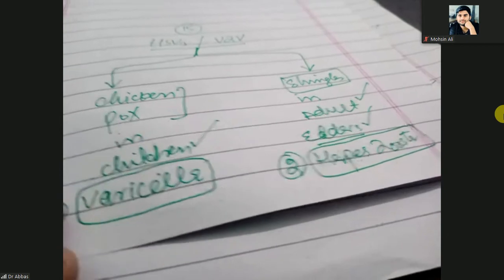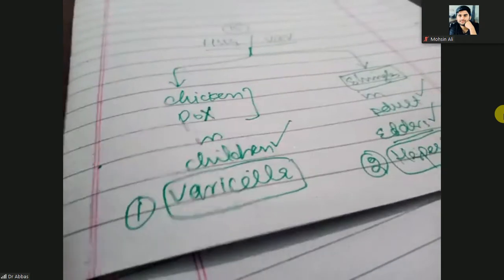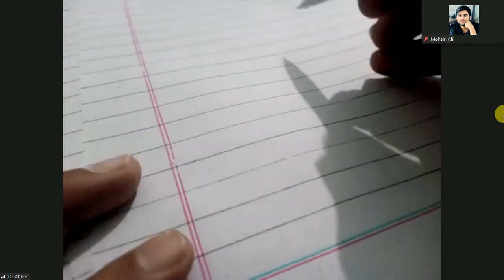So what are the clinical presentations? Chickenpox is due to the primary exposure and shingles are due to secondary episodes, due to the reactivation of the virus. So let's discuss the chickenpox first.